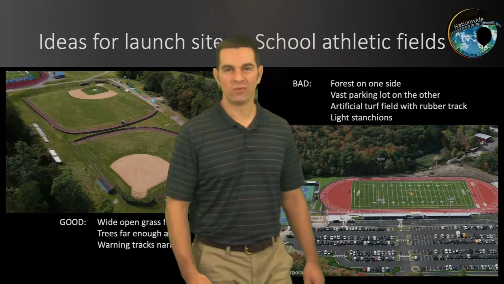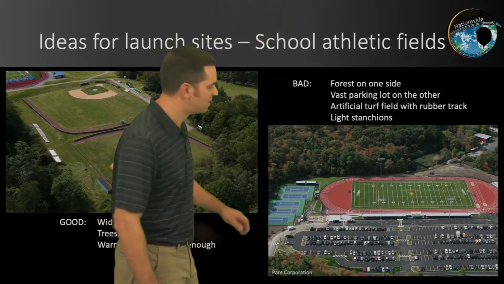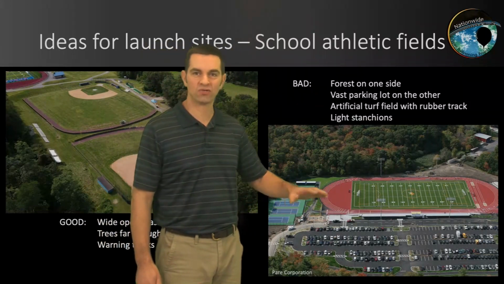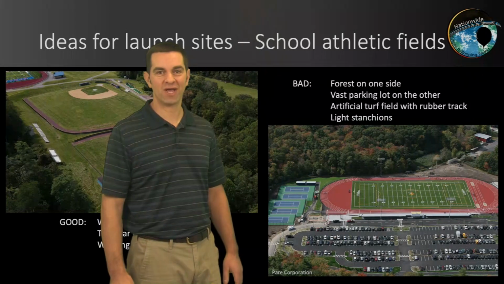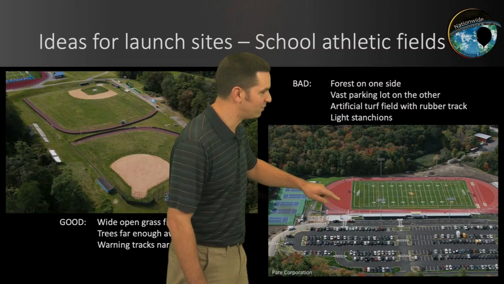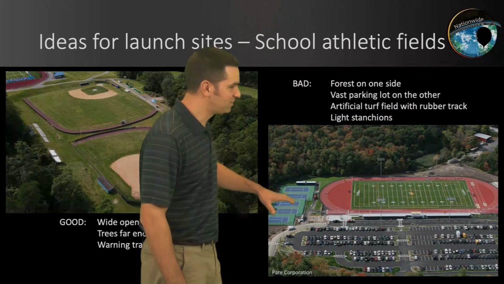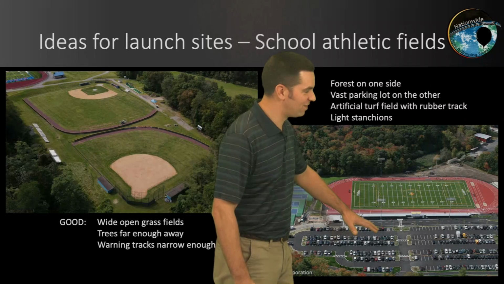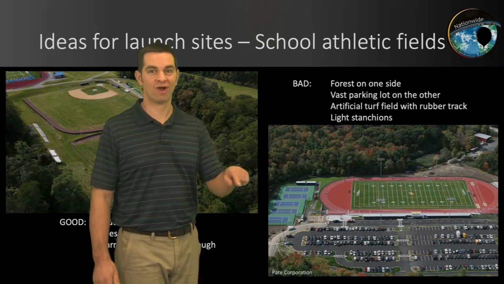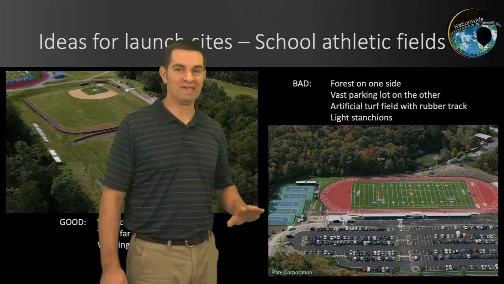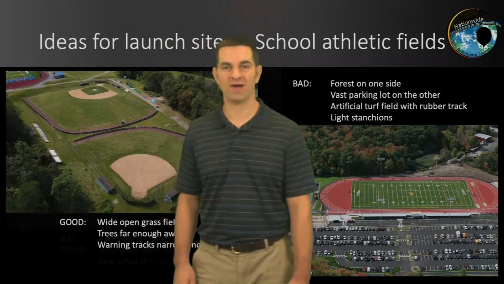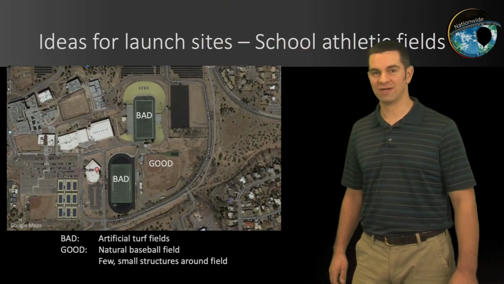On the other hand, we want to avoid artificial turf fields, like this football field here. Now, even if this was a natural field, natural grass, this still would not be a good location for a number of reasons. There's the rubber track that goes around the football field. There's also the concrete tennis courts. There's also this giant paved parking lot. And on top of all that, we have light stanchions. There's 4 light stanchions surrounding the football field. So we have a lot of things going against the site, and these are features that we definitely want to avoid when finding a location to set up our sites.